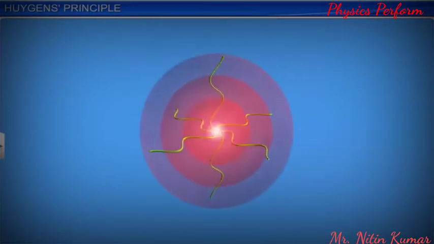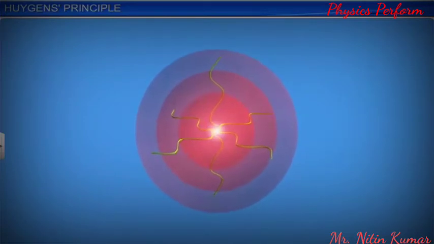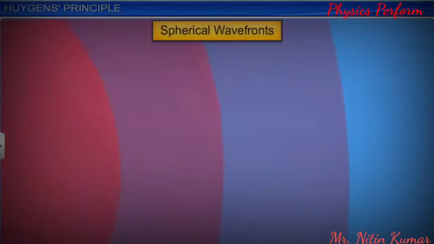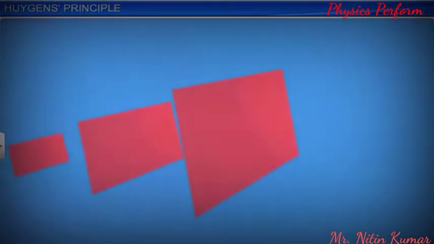At a large distance from the source, these spherical wave fronts have large radii of curvature. A small portion of a spherical wave front at a very large distance from the source can be treated as a plane wavefront.